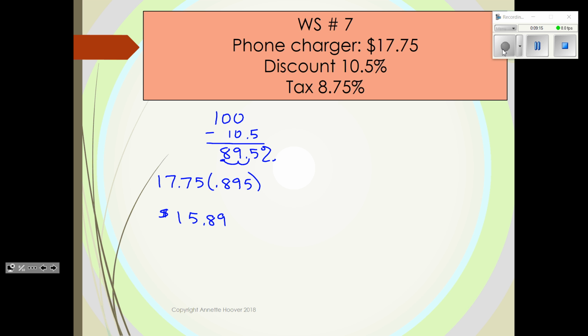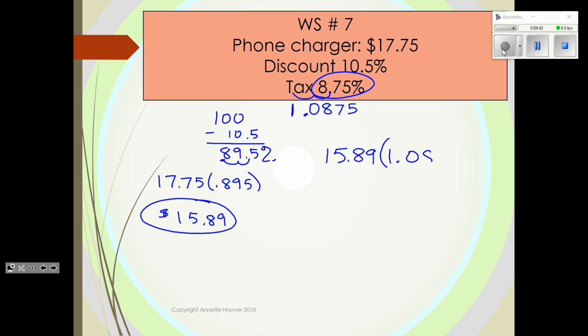Now I got to figure out the tax. Well, the tax is 8.75%. If I move the decimal over 2 places, that is going to be 0.0875 turned into a decimal. Remember, if I put a 1 in front of it, it means I'm paying all of the $15.85. And in addition to that, I am paying the tax. So here's the amount after the discount, all of that, and 8.75% tax.